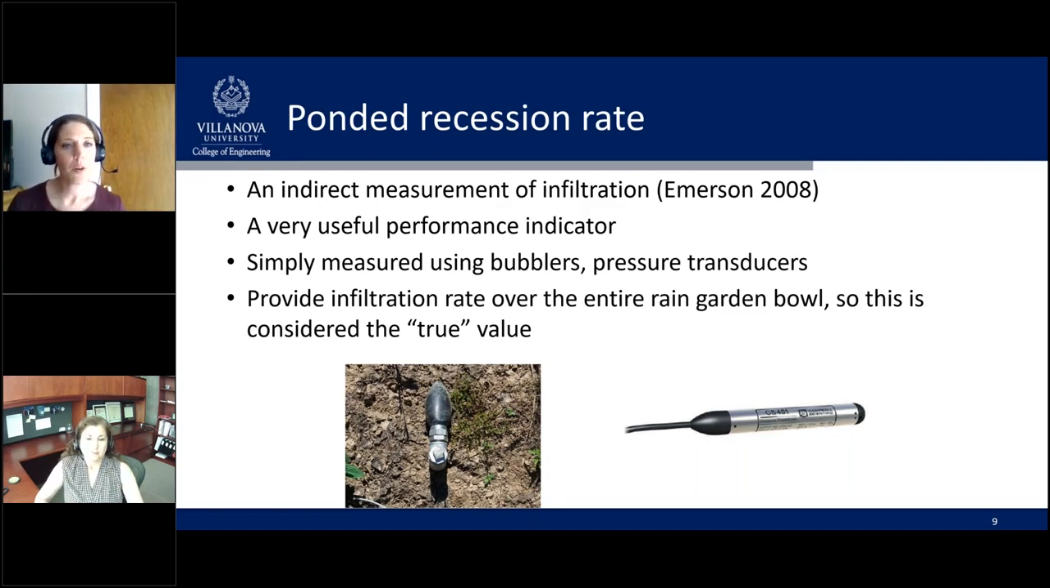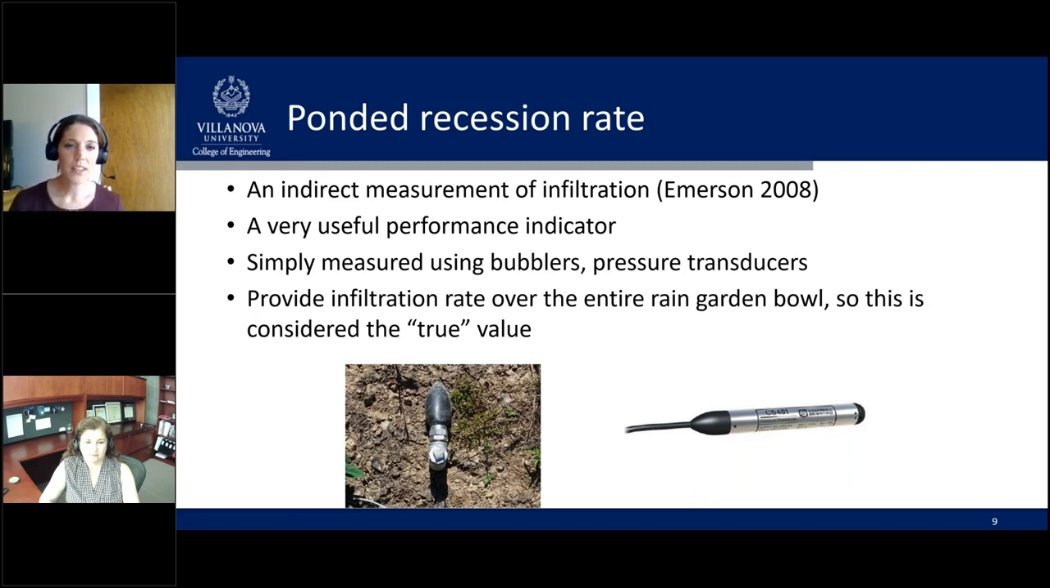And so we decided to compare the results from the spot infiltration test with independently measured ponding recession rates for the same rain gardens. Now, the values from the ponding recession rates are considered an indirect measurement of infiltration because you're taking an overall measurement of how long the water took to leave the rain garden bowl by measuring the change in the pond level over time and assuming that pond level drop is primarily being controlled by infiltration through the soil. But it's a really useful performance indicator because it's simply measured through instruments like pressure transducers, and because this is an infiltration rate for the entire bowl.